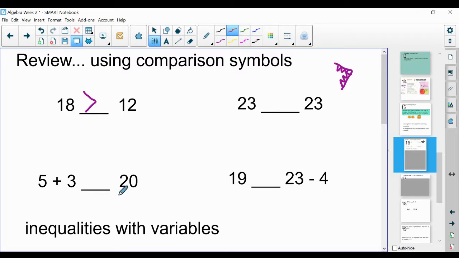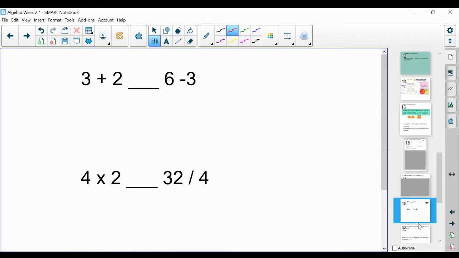Now, one thing that's going to be new, see how we have an operation symbol here and we have two numbers? You might need to simplify part of this statement before you put in your comparison symbol. So here I would simplify 5 plus 3 is 8. And now I'm comparing this value on this side to this value on this side. And I see that 20 is greater than 8. Okay? Now I'm going to jump into some practice with this.